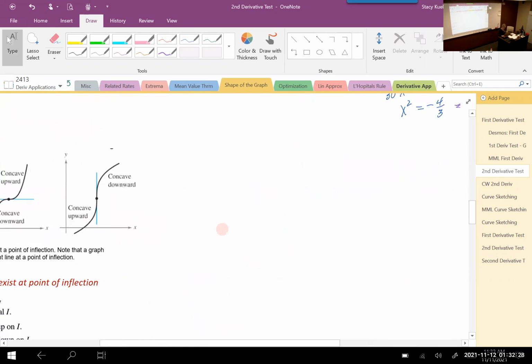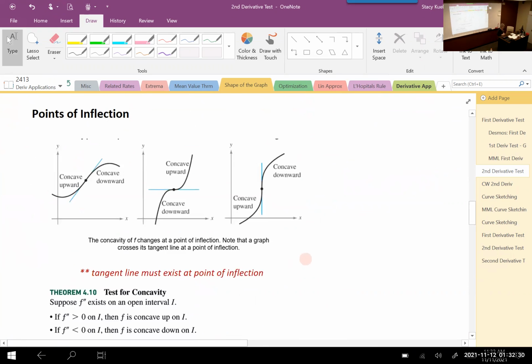So now, just like the first derivative not only told me increasing and decreasing, but it told me where I could possibly have a relative max or min, concave up, concave down is also going to tell me the point at which it changes from concave up to concave down. That's called an inflection point. The point at which it changes from concave up to concave down is what we call an inflection point.